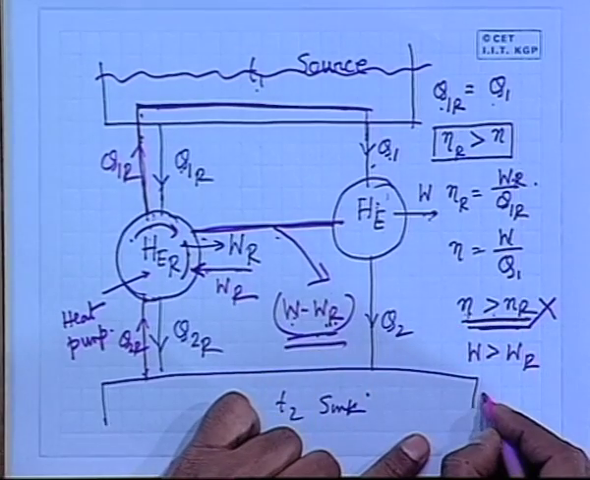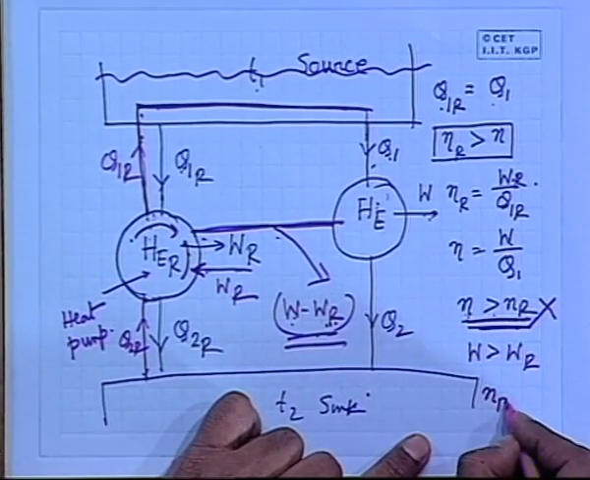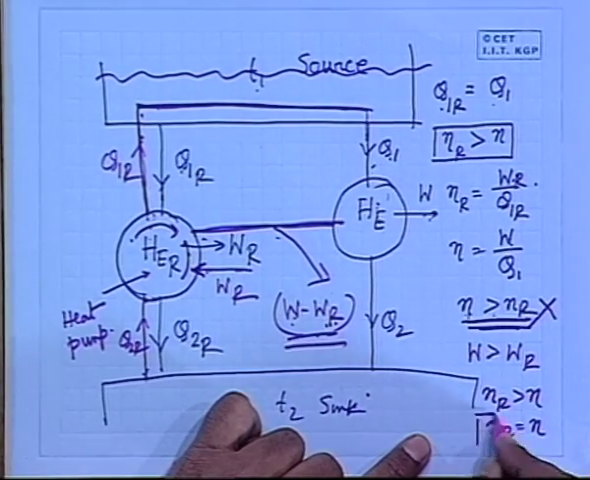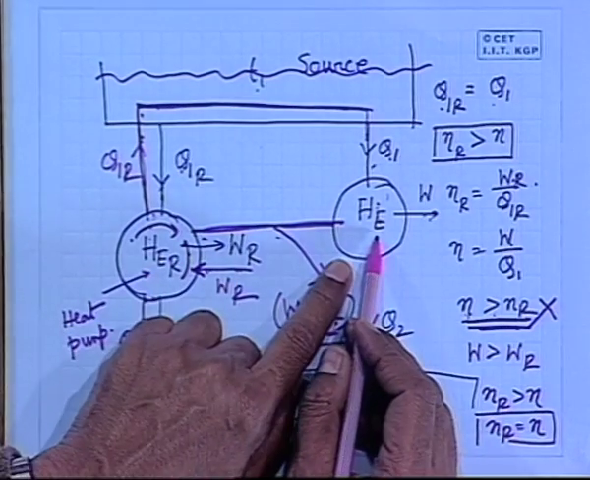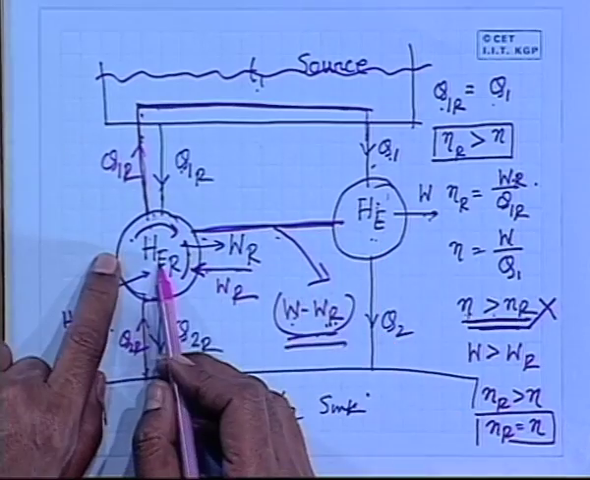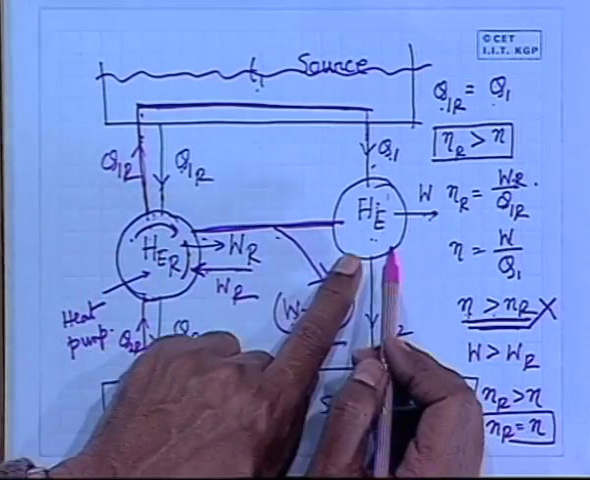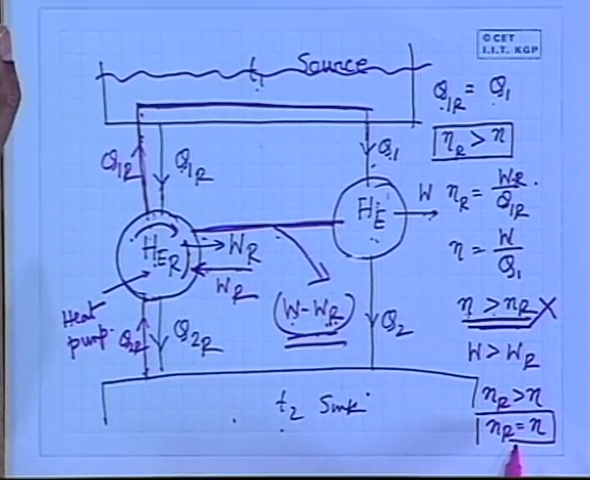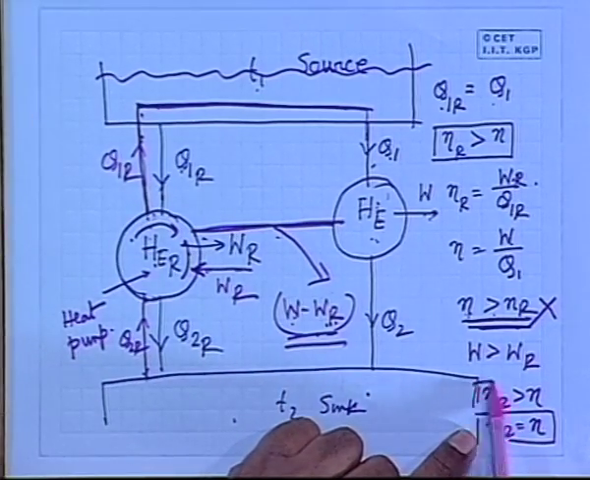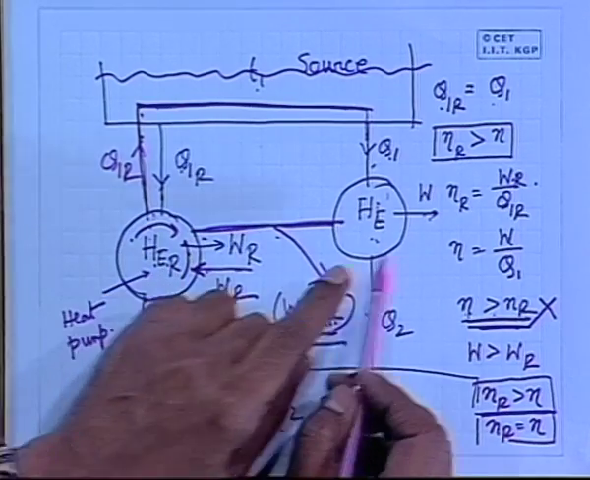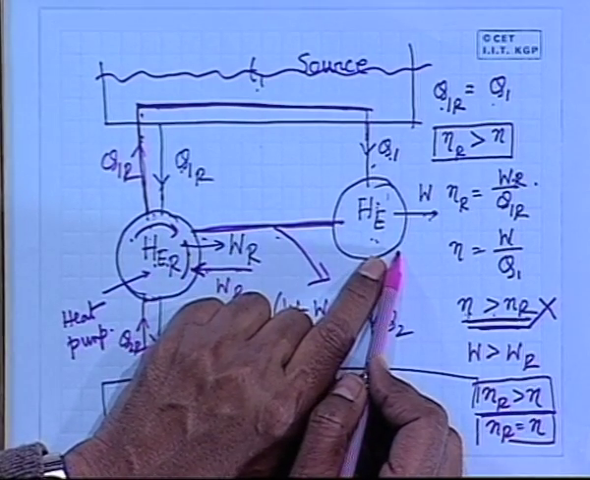So what are the options? Eta r is greater than eta, or eta r equal to eta. Now, eta r cannot be equal to eta. If eta r equals eta, what happens? These two engines are identical, that means this will also be a reversible engine. We start with the proposition that this is not the same as that. This has to be different. That is the logic. So mathematically only this solution is left, eta r is greater than eta. Therefore, the efficiency of a reversible engine is more than that of an irreversible engine.